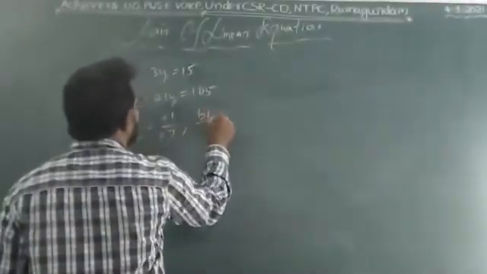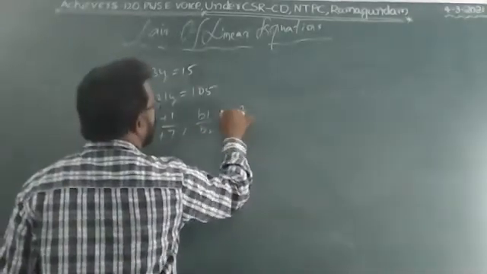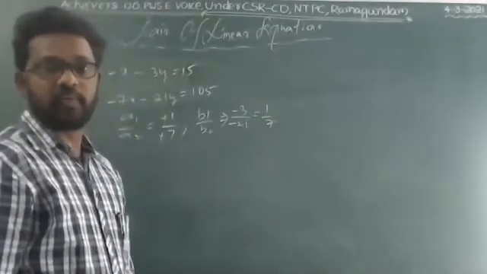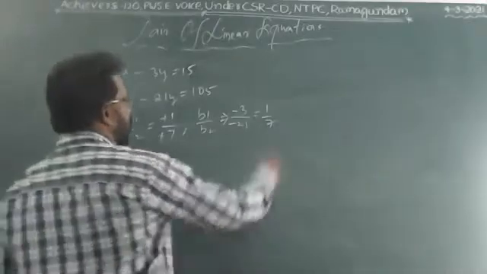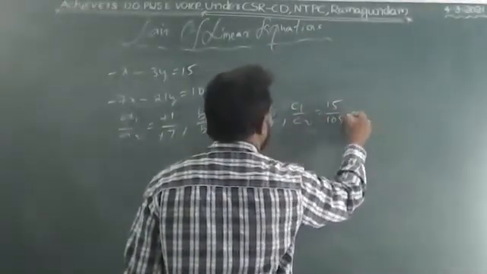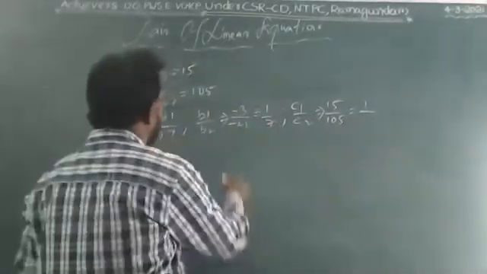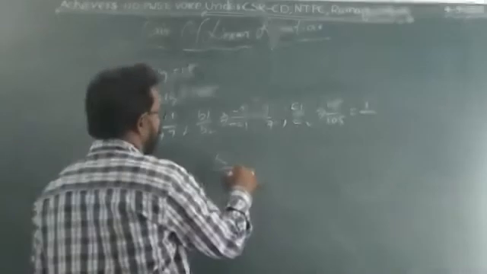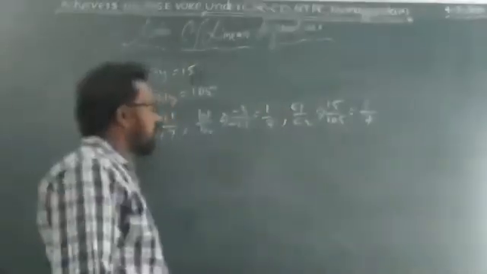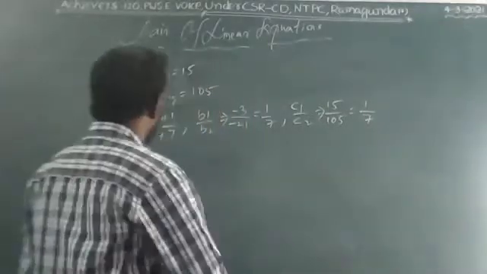And B1 by B2 is nothing but minus 3 by minus 21. 3 1s are 3, 3 7s are 21, so the minus gets cancelled here. Same here, C1 by C2 is 15 by 105. 15 1s are 15, 15 7s are how much? 7 5s are 35, yes, 105. So you got 1 by 7 here. 1 by 7, all are equal here.